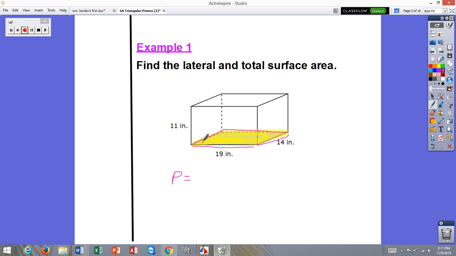Okay? So the perimeter would be 66 inches. Okay? Then I'm going to identify my height. The height is the distance between the bases. So if this bottom is the base, then that would make the top the other base that's parallel. So that would make my height the 11 that connects the two together. Okay? So I'm going to use 11 inches as my height.